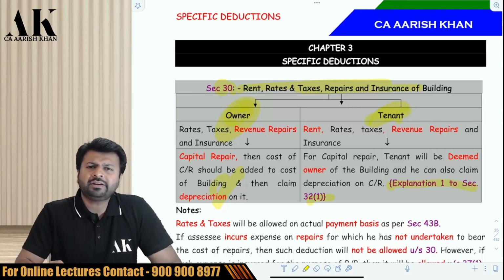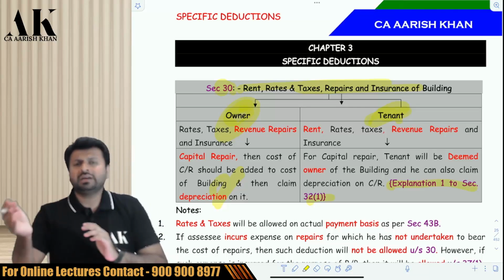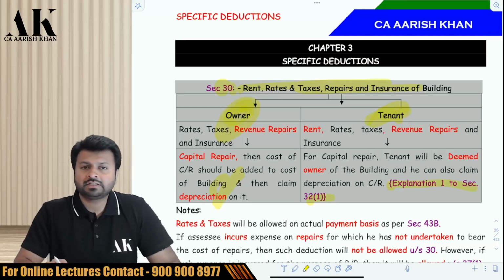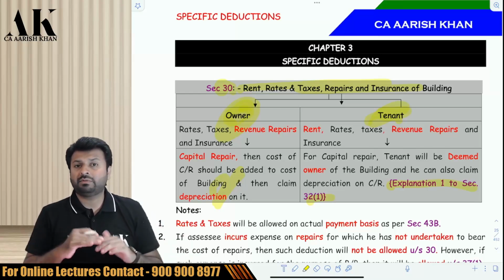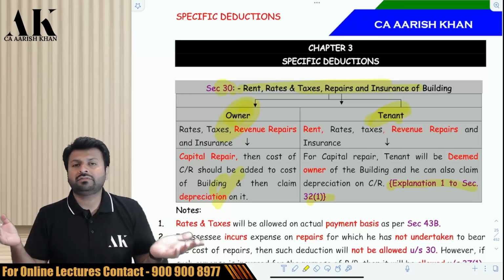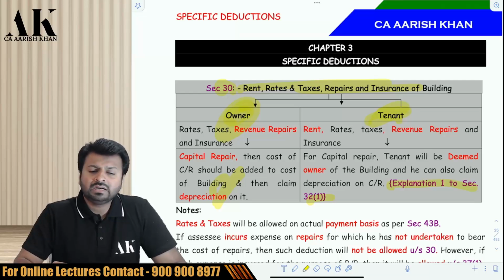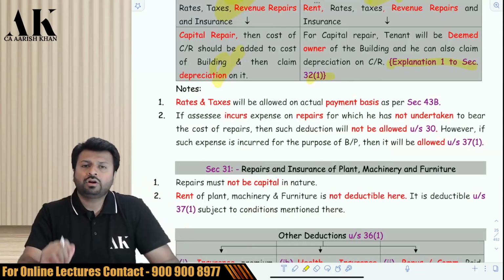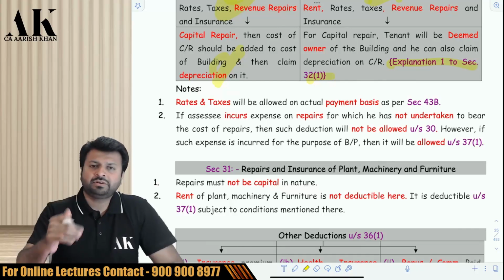So moral of the story, treatment is same for both of them. Whether the owner makes an addition in the form of capital expenditure or the tenant makes an addition in the form of capital expenditure, both of them will get the deduction. The owner will get deduction in the form of a normal building. The tenant will get deduction in the form of what? Deemed building. Okay. Now, rates and taxes, as I have told you, you'll be allowed only as per 43B, that is actual payment. Make actual payment, take deduction. Next, suppose I am a tenant and you are landlord, and there is an agreement obviously between us.